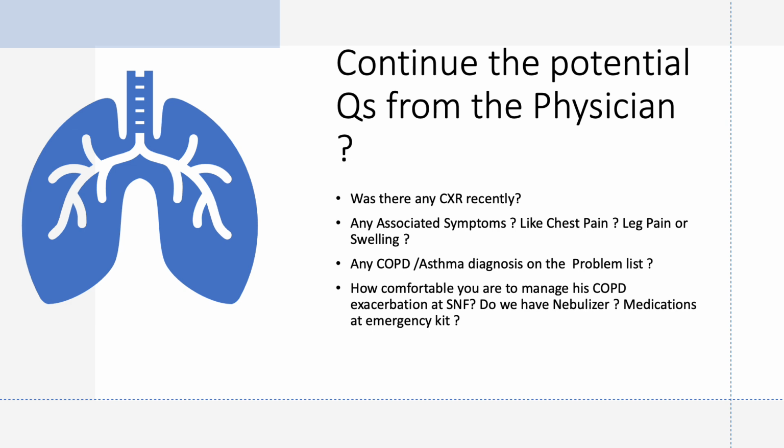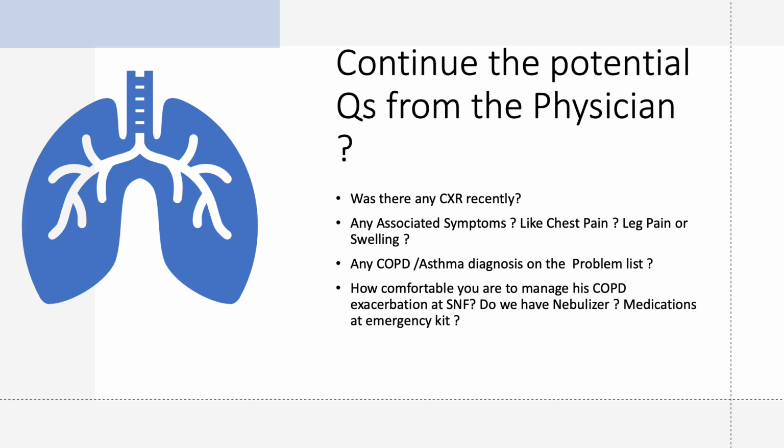Is there any associated symptoms? For example, shortness of breath with chest pain can be a cardiac attack, a heart attack, or can be pulmonary embolism. Does the patient have leg pain? Do you see any pain or swelling in the leg? Shortness of breath, tachycardia, chest pain, leg swelling: pulmonary embolism. Probably a blood clot was in the leg, moving up. Any COPD or asthma diagnosis in the chart? That's part of the problem list that is important to understand. And how comfortable are you as a nurse managing this patient with COPD in a skilled nursing home?